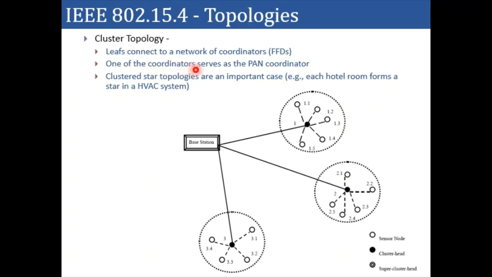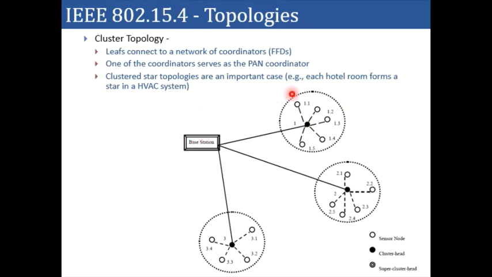Here one of the coordinators serves as a PAN coordinator because the PAN coordinator is required to consolidate the data and then send it to the base station. So every cluster will have one PAN coordinator which will be responsible to coordinate with the nodes around that coordinator. Clustered star topologies are important topologies where the sensor data is communicated through the cluster head to the base station.